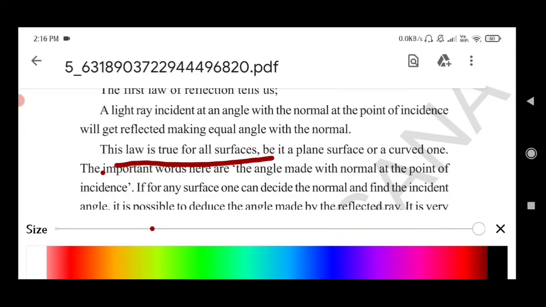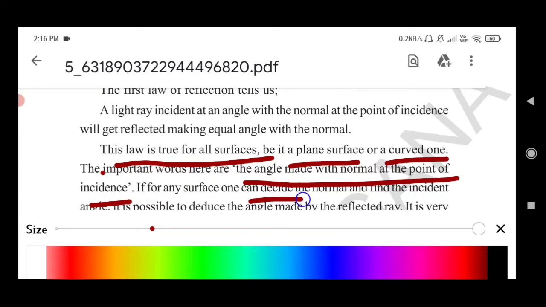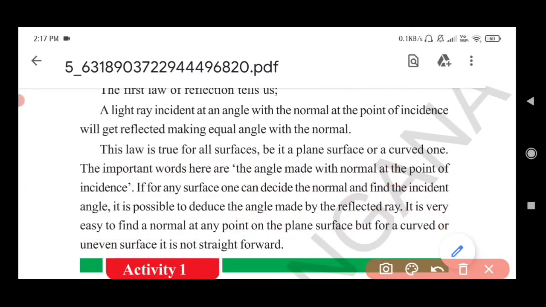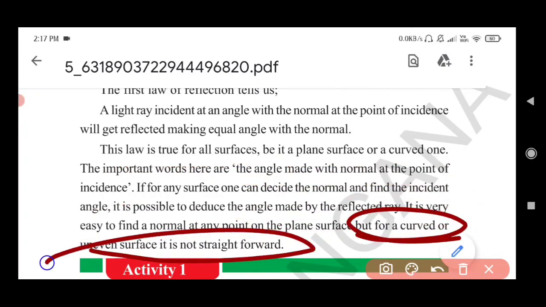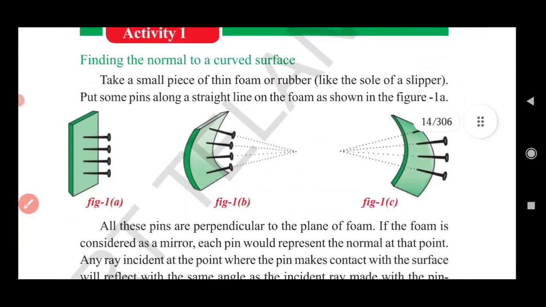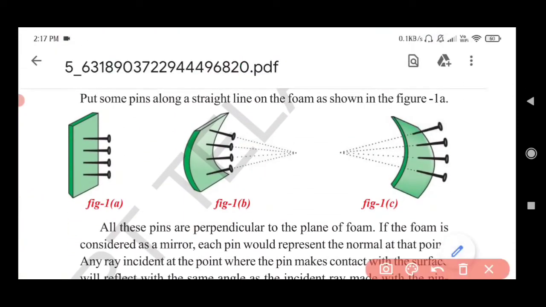This law is true for all surfaces, be it a plane surface or a curved one. The important words here are the angle made with the normal at the point of incidence. If for any surface we can decide the normal and find the incident angle, it is possible to deduce the angle made by the reflected ray. It is very easy to find a normal at any point on a plane surface, but for curved or uneven surfaces, that is not straightforward, we need to be quite careful how to draw the normal. So how it is given in your book, I will explain according to that.